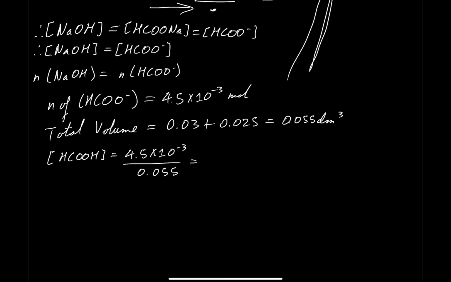4.5 times 10 to the power minus 3 over 0.055. That's going to be equal to 8.18 times 10 to the power minus 2 moles per dm cubed. And our moles of methanoic acid, also our methanoate ion, sorry, is also, in this case, rather coincidentally, 4.5 times 10 to the power minus 3.